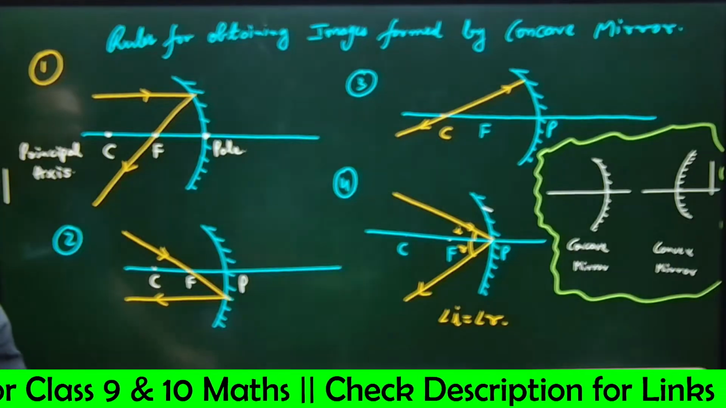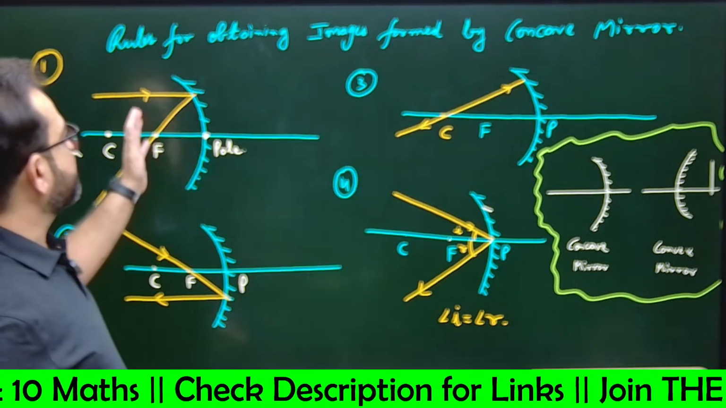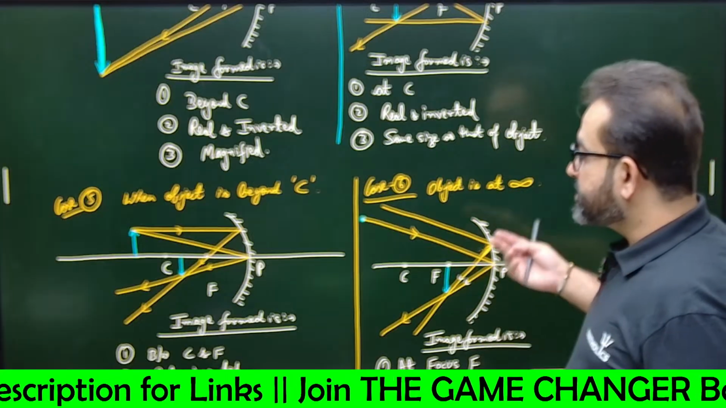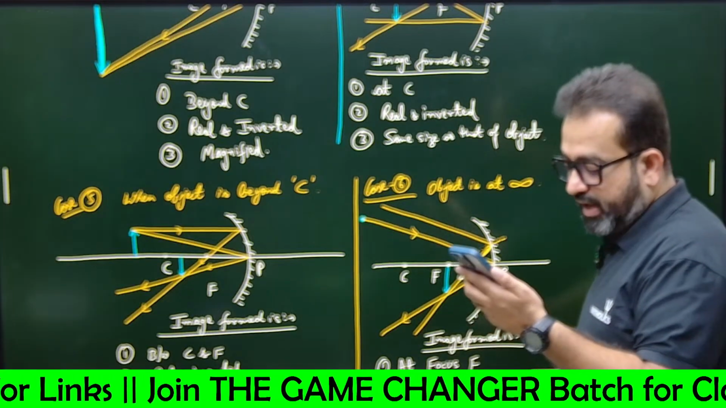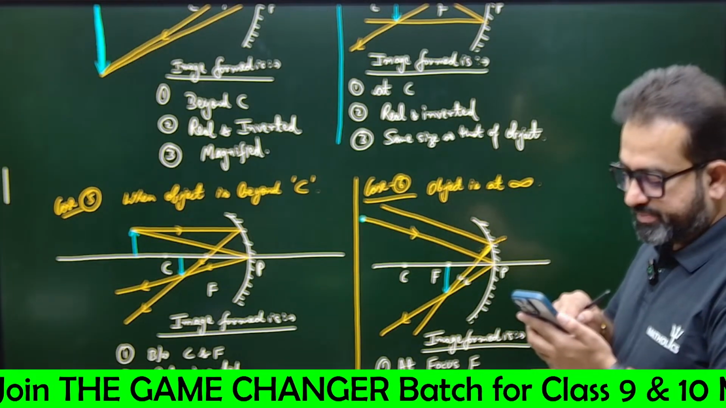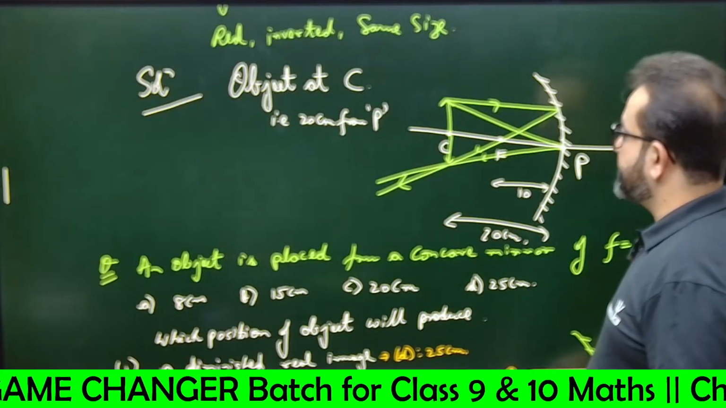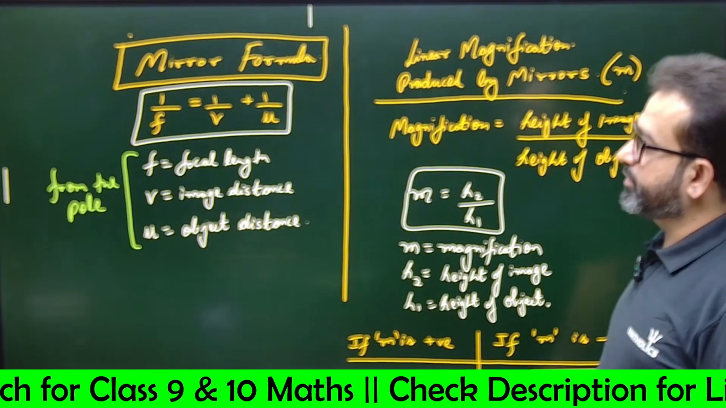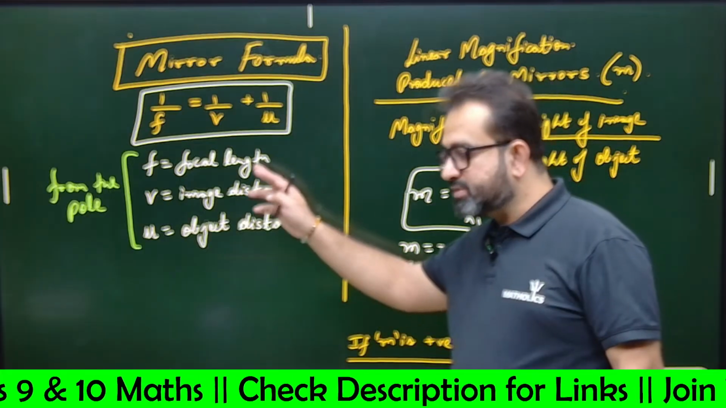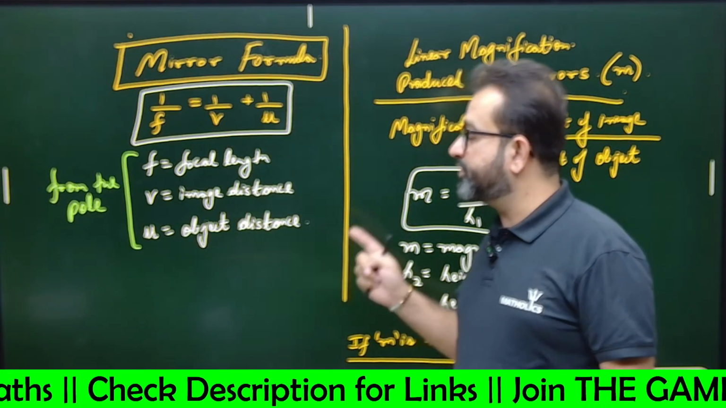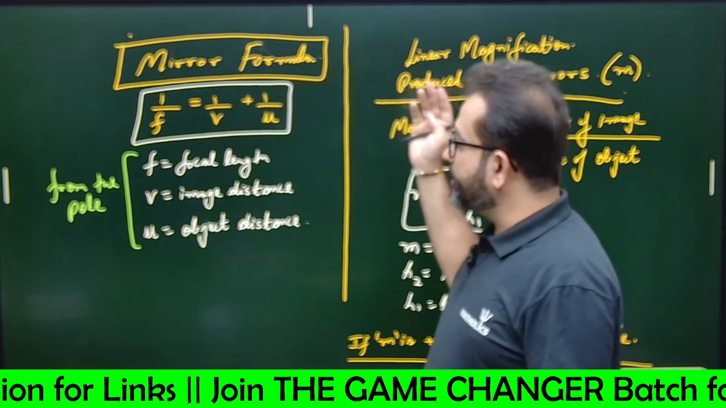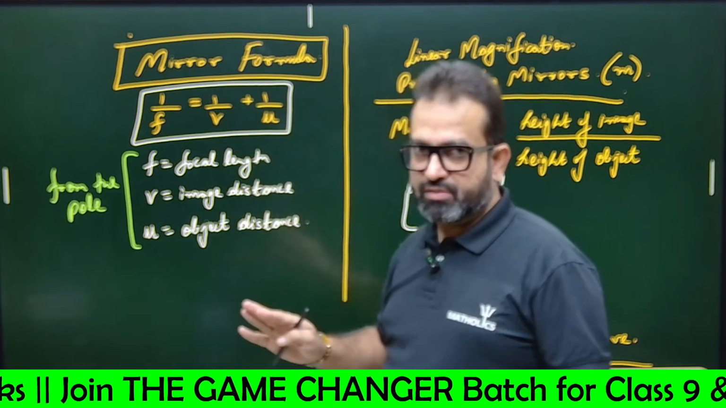Yesterday we did these cases: the rules for obtaining images by concave mirrors, then image formation by concave mirrors. Now we'll be doing some numericals based on this concept. And last but not the least, we did the formula for solving focal length, image distance, and object distance, that is 1 by f equals 1 by v plus 1 by u. This is the mirror formula. For the lens formula, it will be 1 by v minus 1 by u. That's the difference.